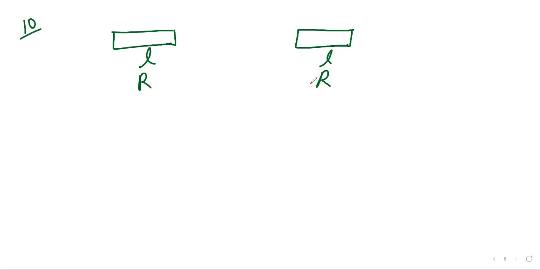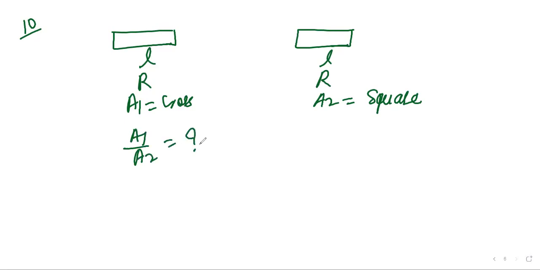One has a circular cross-sectional area, that is A1. So its area is A1 and that of the other one is A2. So A2 is your square cross-sectional area. So you have to find the ratio between A1 and A2, the ratio of the areas. It was asked in 2020.